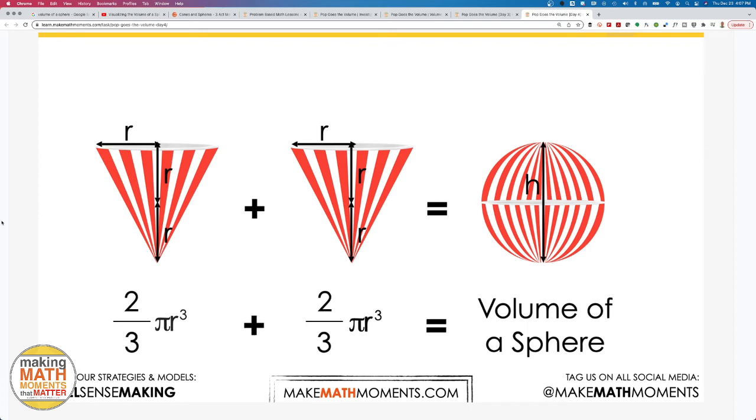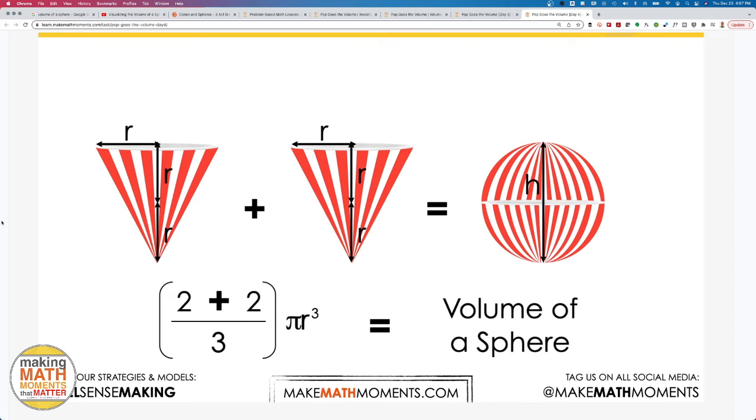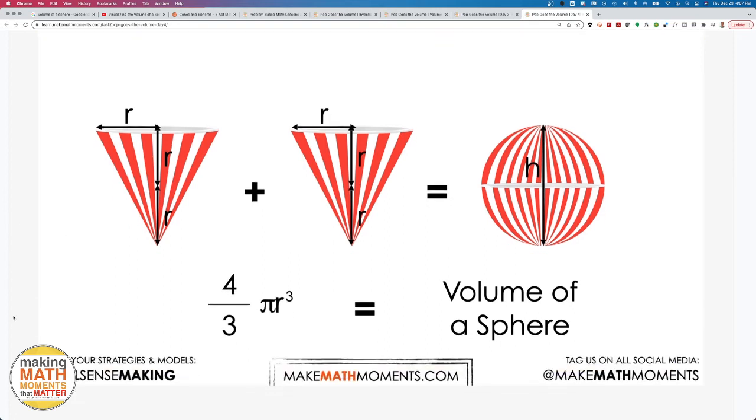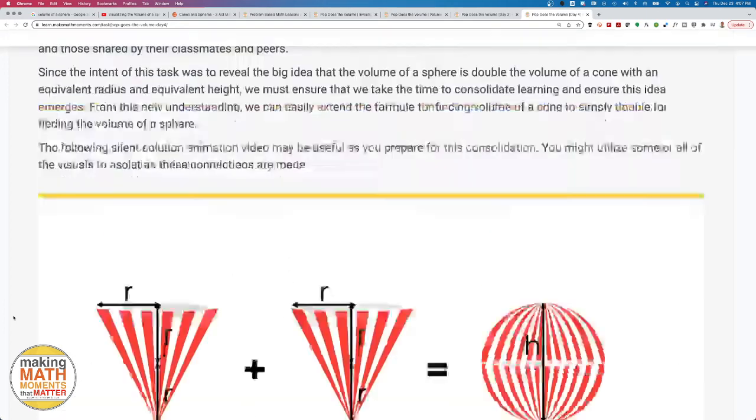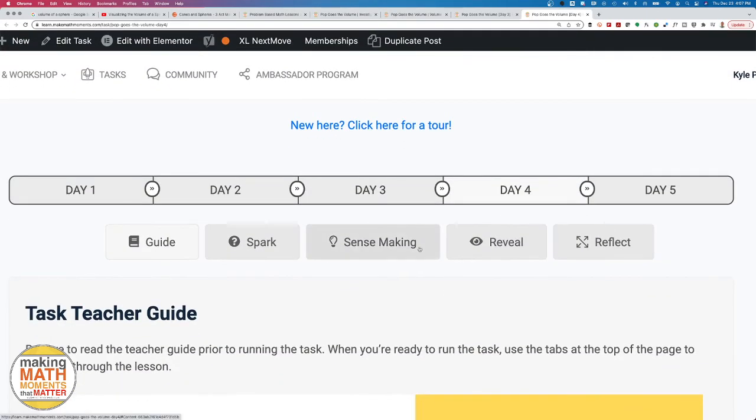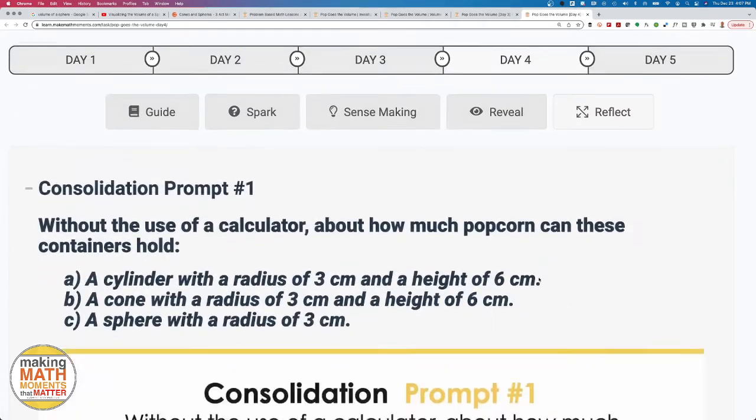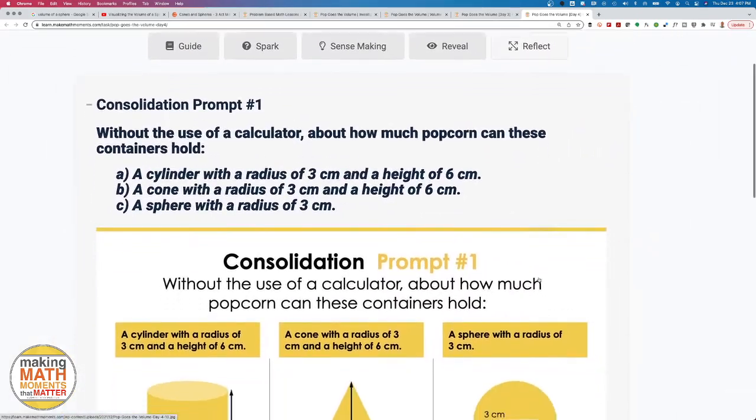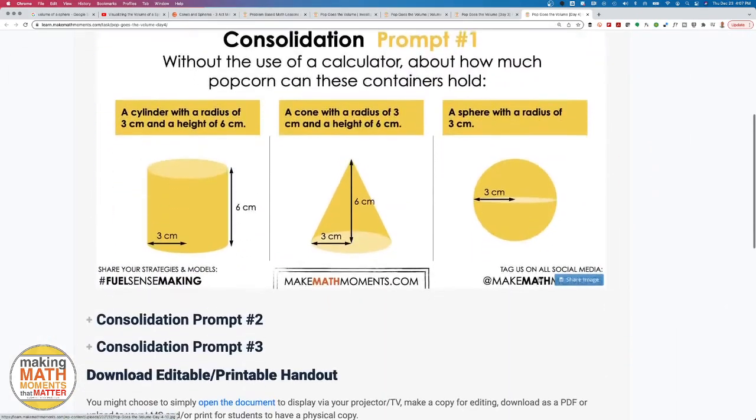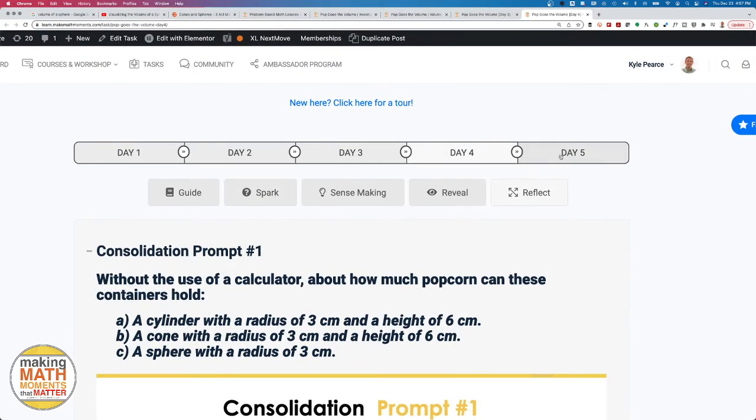But wait a second, if I have 2/3 of that plus another 2/3 of that, then I really have 4/3 pi r cubed. And there's our, we'll call it the official volume of a sphere formula, which has emerged through this consolidation and through this problem-based unit. Students are then able to go and reflect by actually doing some calculating and some purposeful practice, and head into day 5, where we summarize all these ideas.